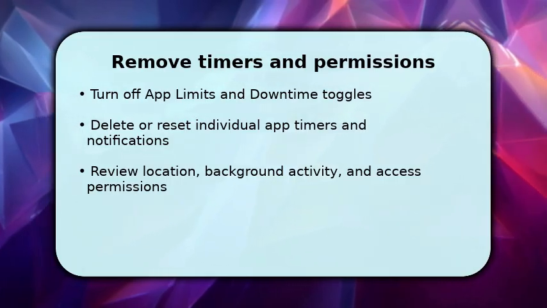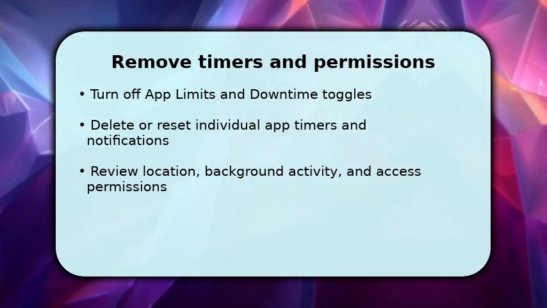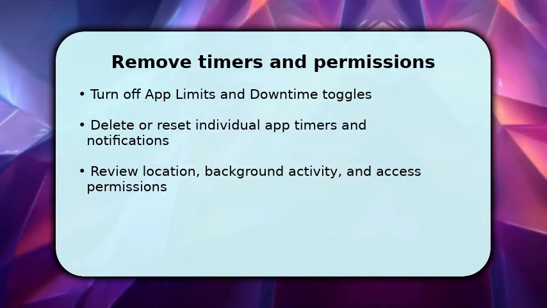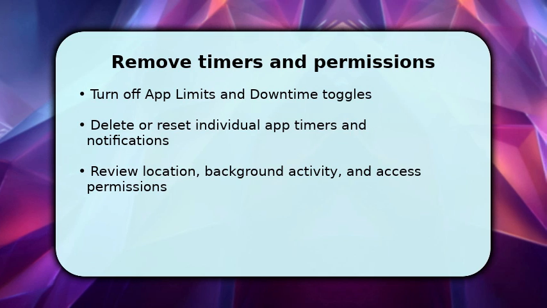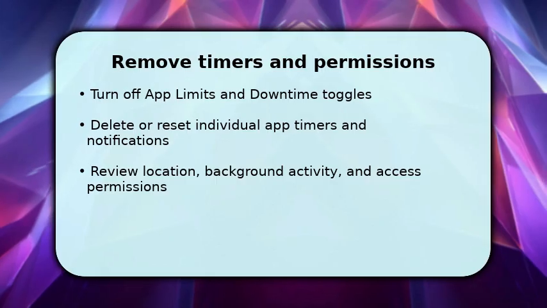This prevents immediate reinforcement. Also revoke background activity, location, and permission to display over other apps, because those allow persistent tracking. Once done, confirm notifications are minimized so apps can't draw you back. These actions stop both monitoring and enforced limits.